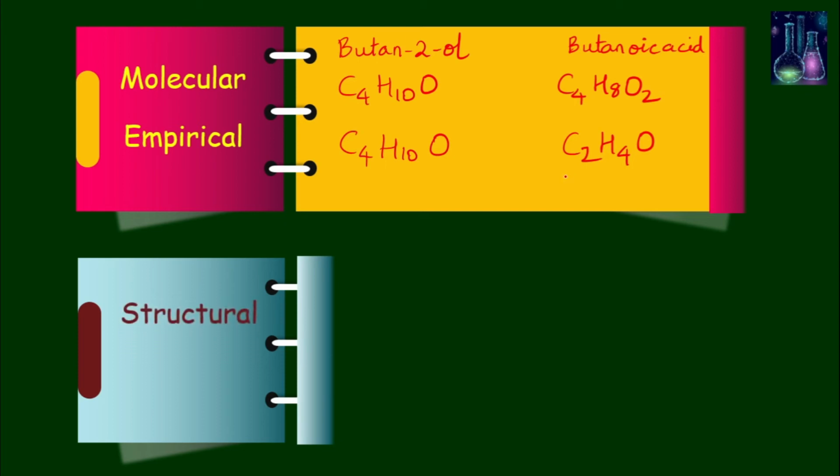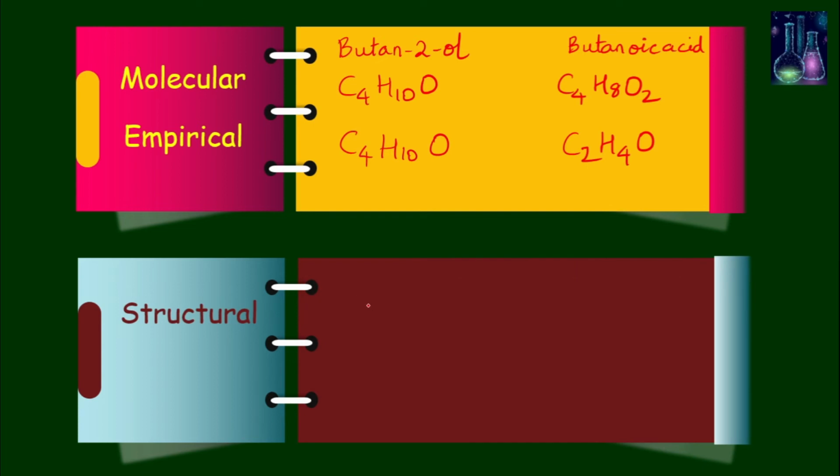Next, the structural formula for butan-2-ol. For butan-2-ol, I can write 4 carbons first, and then I can have the second position with OH group with 1 hydrogen, and for butanoic acid it would be, oh sorry, here it will be CH3, here it will be CH3, CH2, CH2, and then you will have C double bond O, OH, because it's an oic acid, that is carboxylic acid.